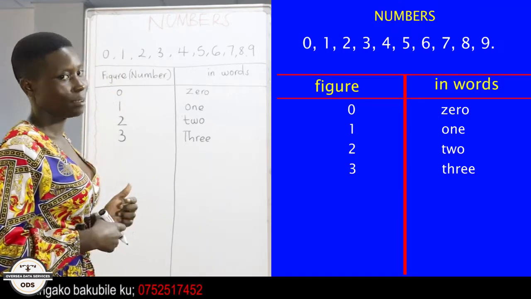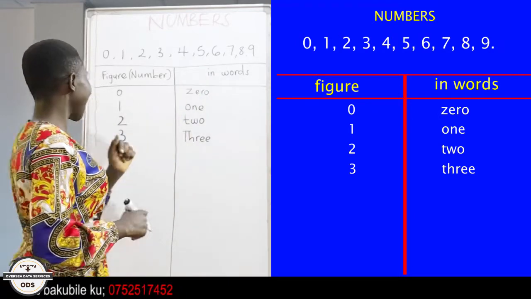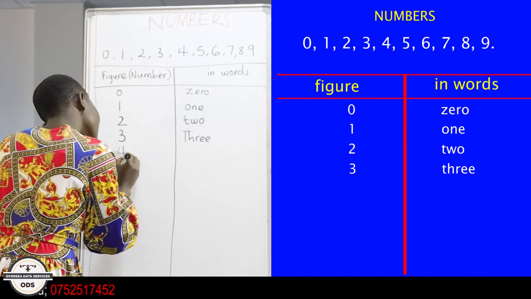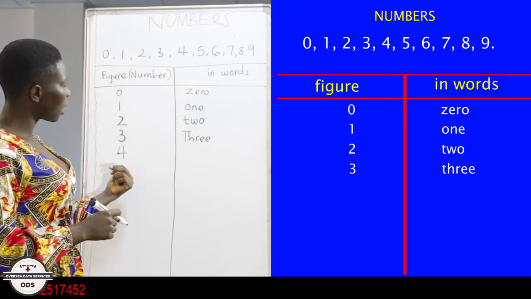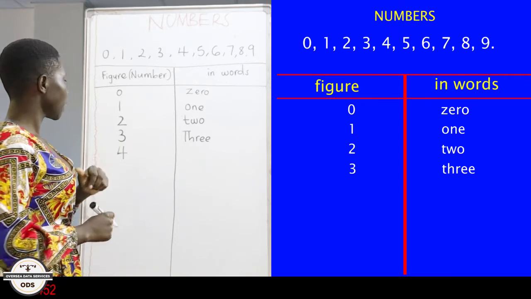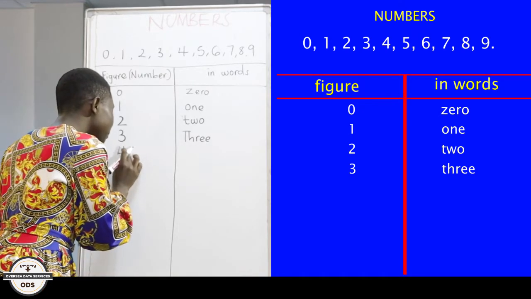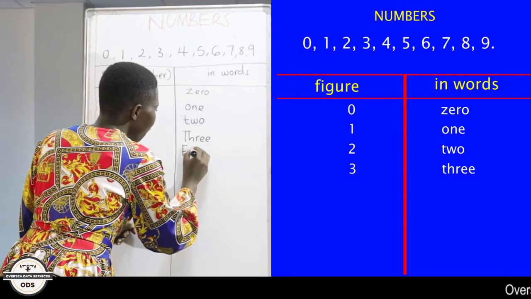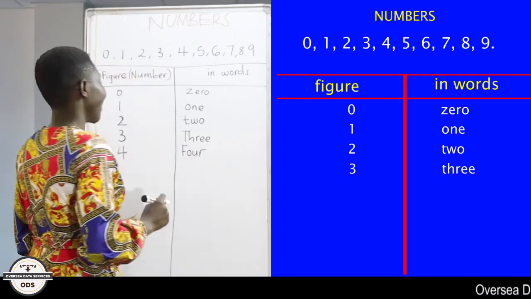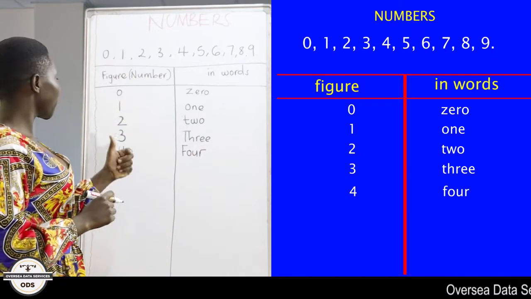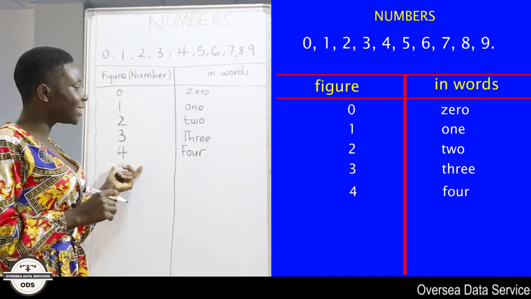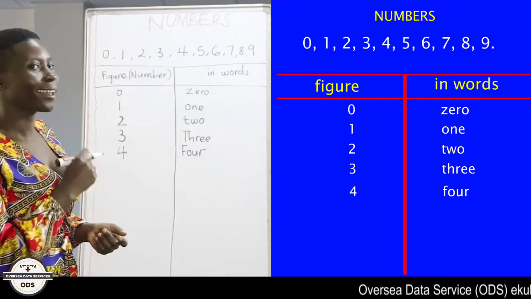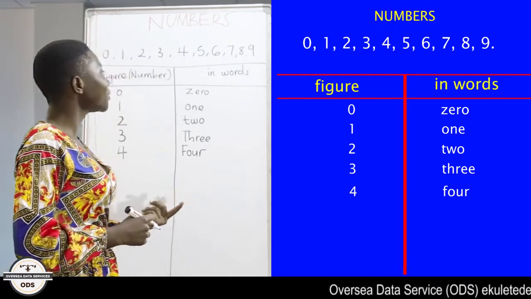Okay, let us continue. We have 4. Number 4 we write like this. Now in words, how do we write it? We write F-O-U-R. Number 4 we call four in English, and this is the way we write it. Okay? Yeah, we can continue now.